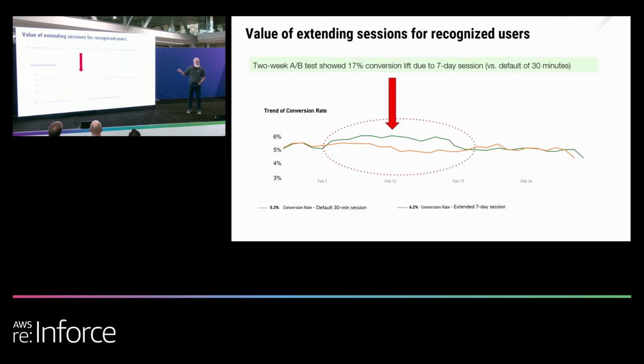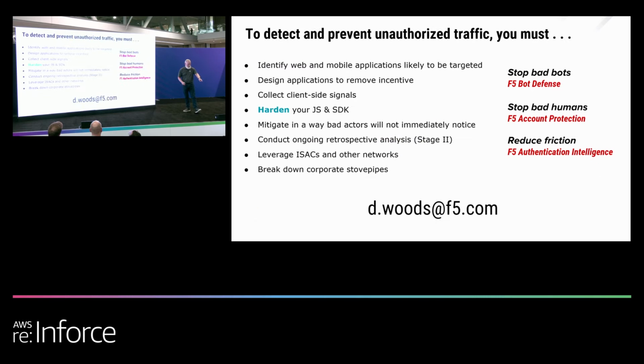And this is from our customer. This is not one of our charts. They did A/B testing. Here is a 7-day session timeout versus a 30-minute session timeout. That's it, just changing the session timeout based on the client-side signals resulted in a measurable uplift in revenue. Huge success. All right, we're down to 28 seconds over.